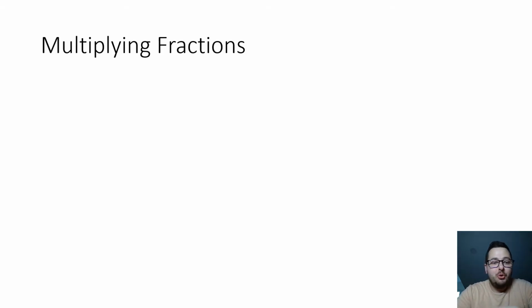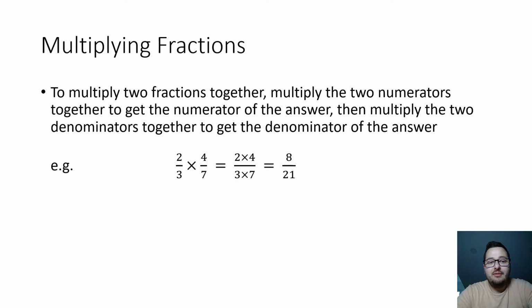Okay, so first, multiplying fractions. To multiply two fractions together, all you have to do is multiply the two top numbers together and that'll give you the top number of the answer, and then times the two bottom numbers together and that'll give you the bottom number of the answer.